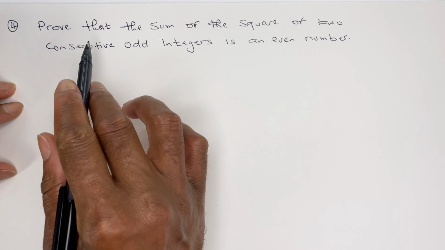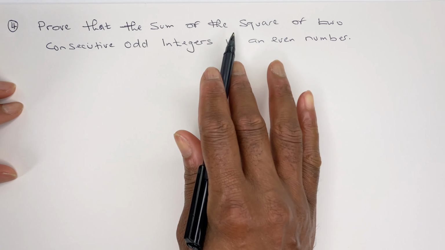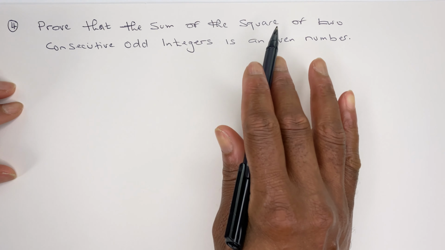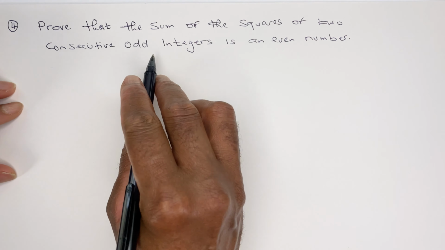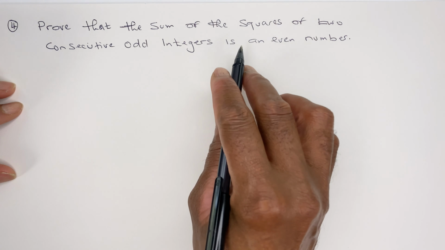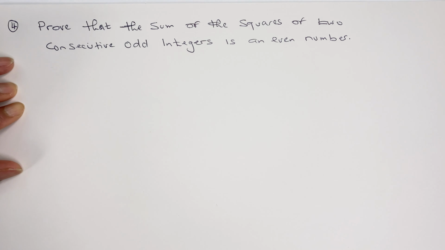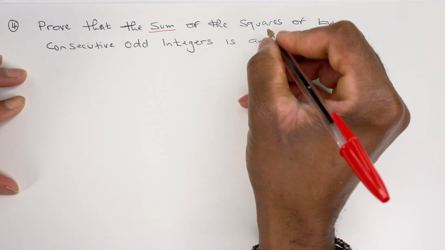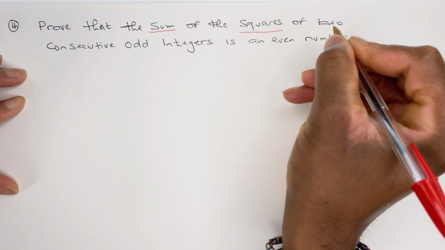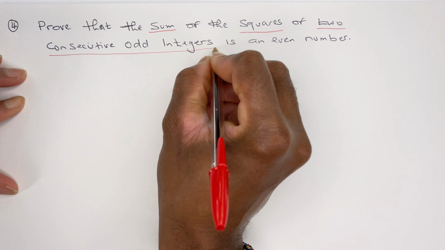Prove that this is question 4. The sum of the squares of two consecutive odd integers is an even number. So the keywords here are the sum, which means addition, and squares of two consecutive odd integers.